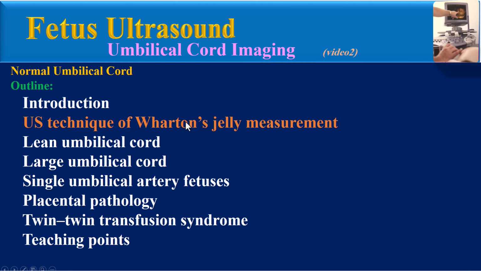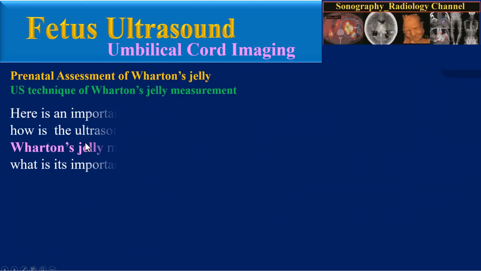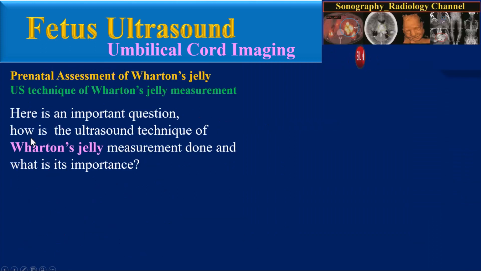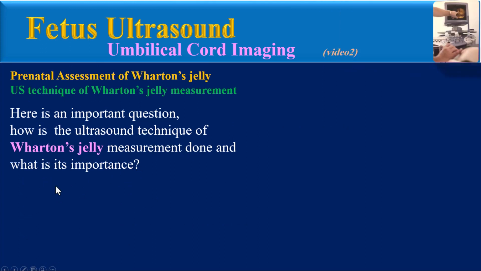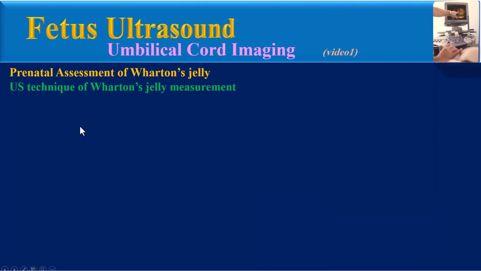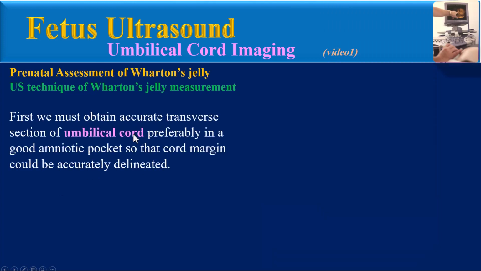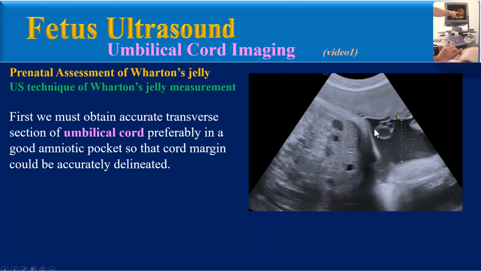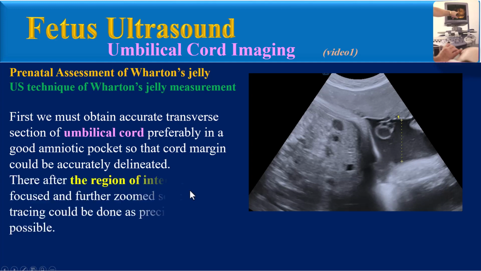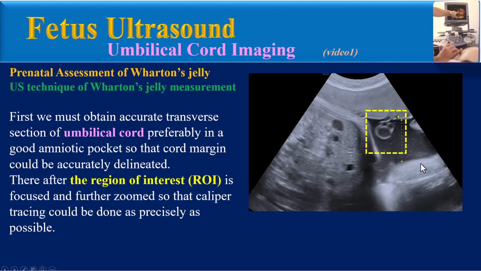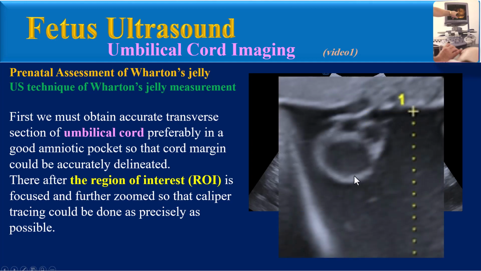Ultrasound technique of Wharton jelly measurement. Here is an important question. How is the ultrasound technique of Wharton jelly measurement done and what is its importance? First, we must obtain an accurate transverse section of the umbilical cord in a good amniotic pocket so that the cord margin could be accurately delineated. Thereafter, the region of interest is focused and further zoomed so that caliper tracing could be done as precisely as possible.